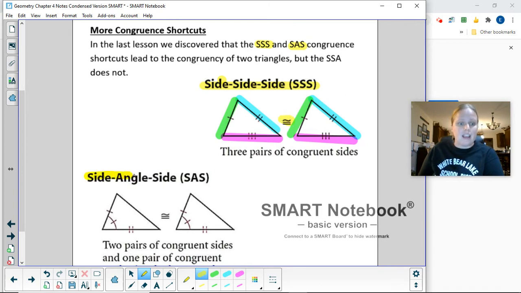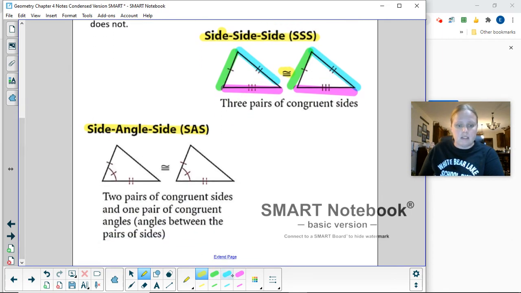On the side angle side congruency shortcut, the same situation happens, except we're talking about 2 sides that match and 1 included angle. Again, that's only 3 pieces of information, but as we saw, this does imply that all of the pieces match up. So these triangles are congruent.